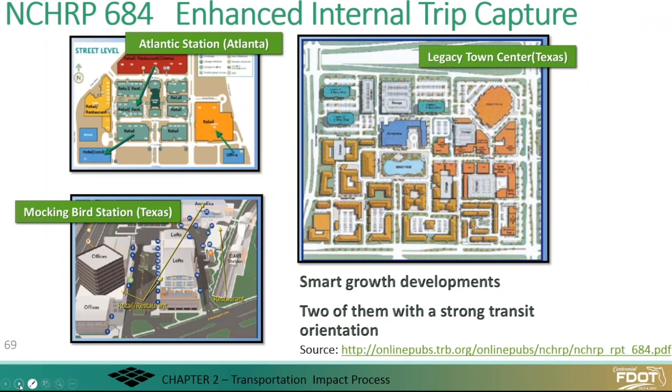They looked at Atlantic Station in Atlanta and two developments in Texas, Mockingbird Station and Legacy Town. Atlantic Station is right near MARTA. As you can see, Mockingbird Station is right near the heavy rail, and Legacy Town does not have fixed rail transit, but is probably considered a smart growth development.